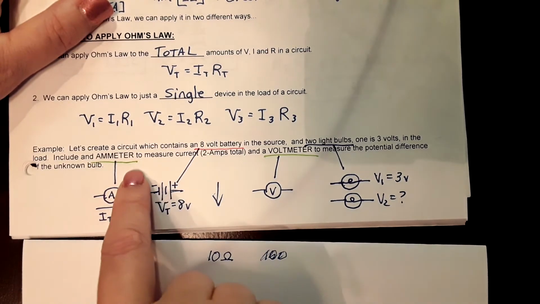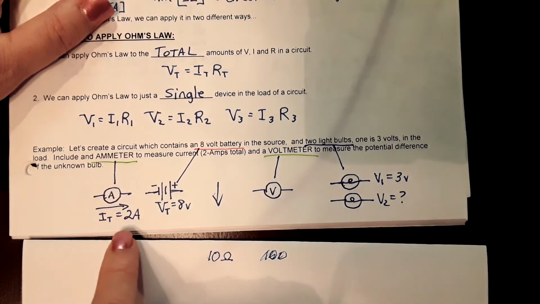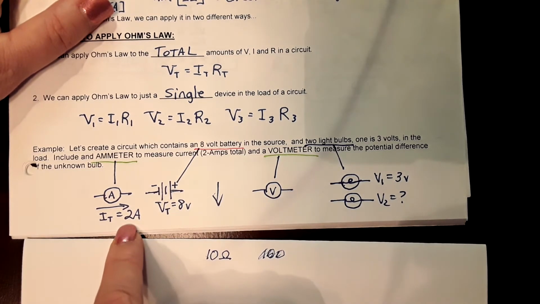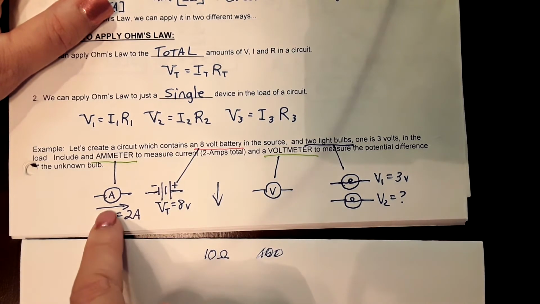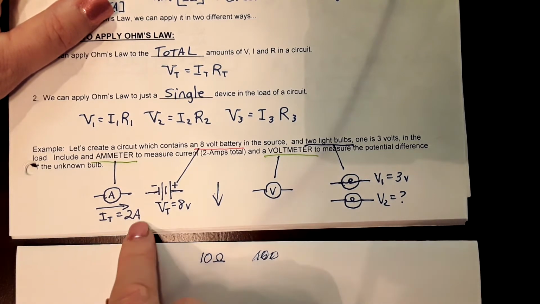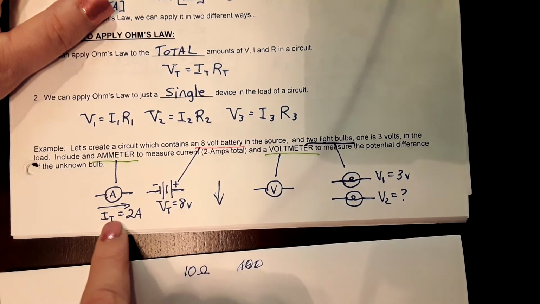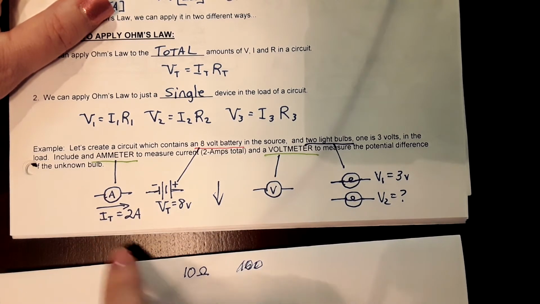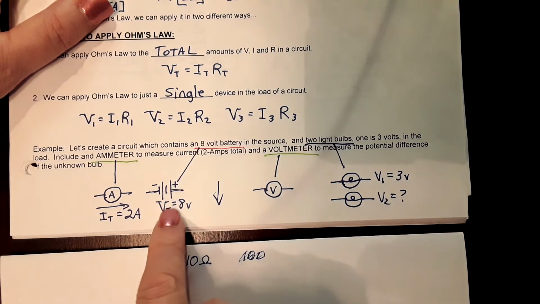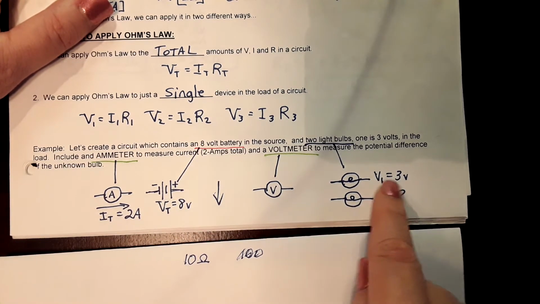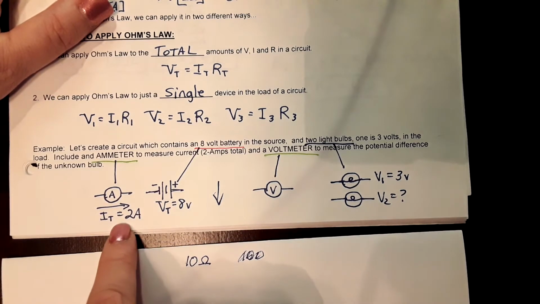We also want an ammeter in the circuit to measure the current, and we're told that this ammeter is measuring a current in the circuit of 2 amps. So we use an arrow to show which direction through the ammeter the current is traveling, and we label the amount of current in the circuit IT. Okay, so we have the total potential put out by the source. This bulb is using 3 of that, and we have a total of 2 amps in the circuit of current.